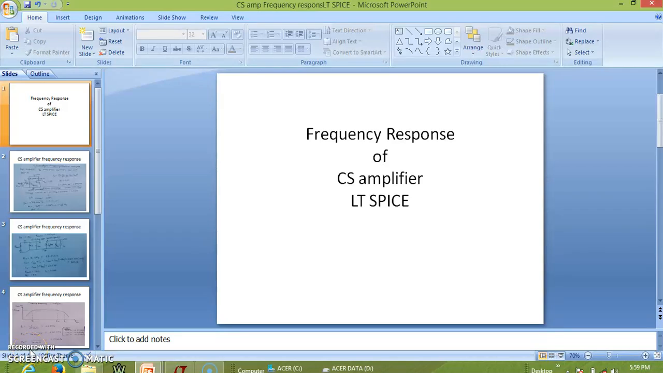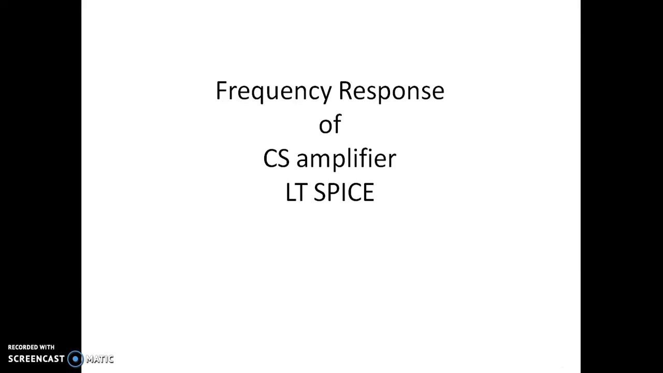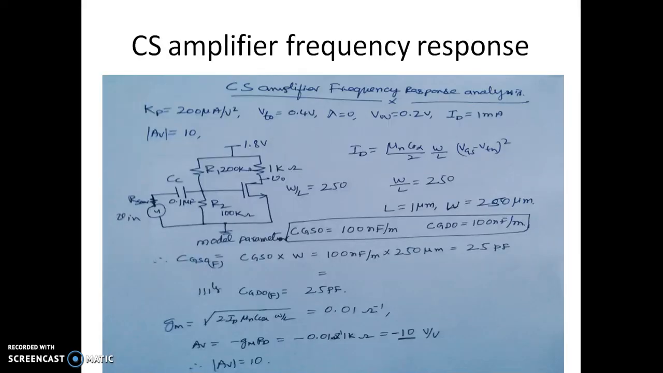We shall see the frequency response of the CS amplifier using LTspice. We shall have the first slide where we are assuming the CS amplifier MOSFET parameters as kappa, that is mu n Cox, as 200 microampere per volt squared.